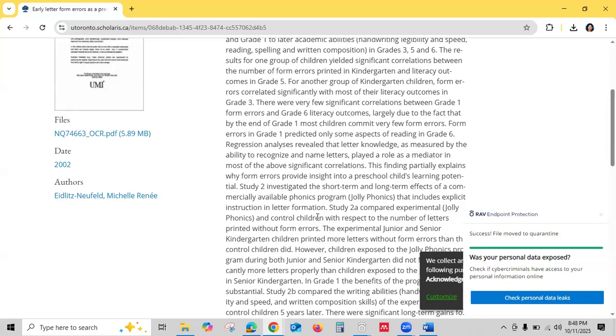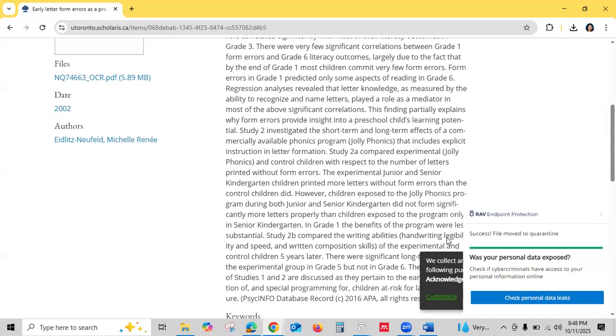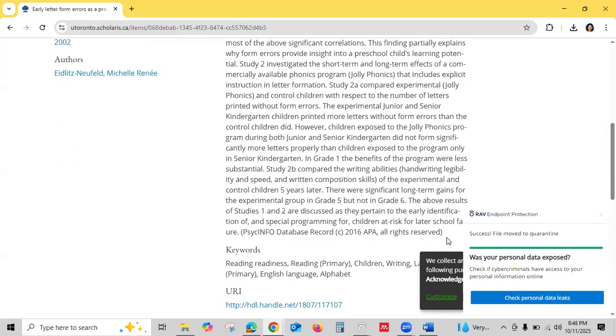Now here, with respect to the number of letters printed without form errors, the experimental junior and senior kindergarten children printed more letters without form errors. Without errors, they have written many letters, right? Than the control children did. However, children exposed to the Jolly Phonics program during both junior and senior kindergarten did not form significantly more letters properly than children exposed to the program only in senior kindergarten. That is their finding. In grade 1, the benefits of the program were less substantial.